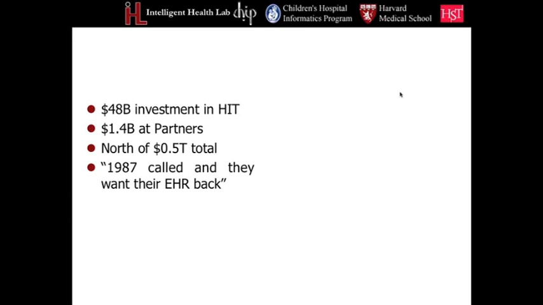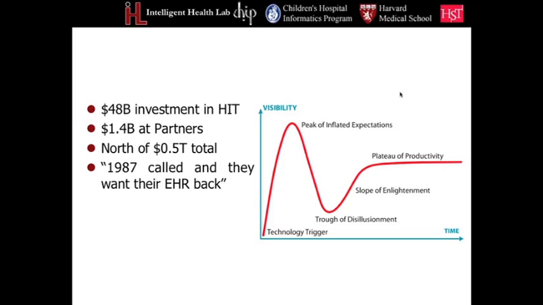So there's a well-known curve called the Gartner hype curve that shows us that when a technology is introduced, the technology trigger, there's often a peak of inflated expectations. And that's really where the $48 billion got spent. And then, as you actually try to use the technology, there's a trough of disillusionment. And then one begins to make their way back towards the plateau of productivity. We're pretty close to the bottom now.